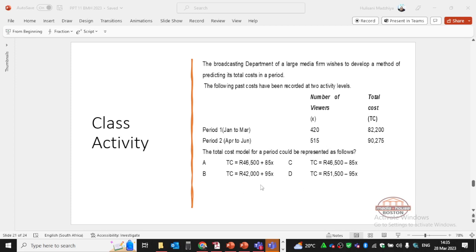So there are already options here below. 10 minutes by 46, I expect you guys to be done. So please write this down. I'm giving you 10 minutes to do so. And please write it down so that you can explain to me how you managed to pick number C, number B, number A, or number D. 10 minutes.